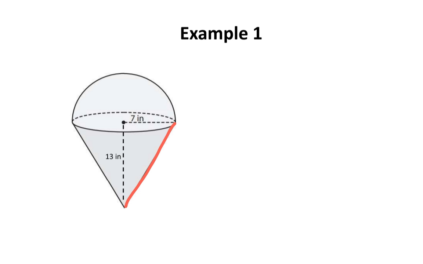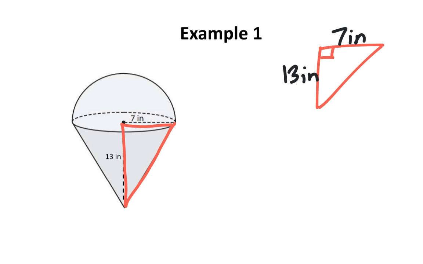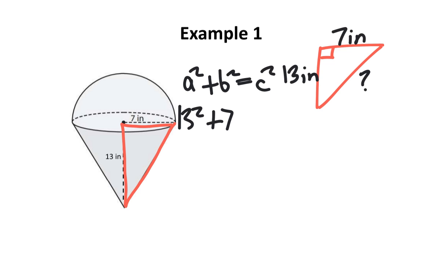However, it is not given to us. If you take a close look, you'll see a right triangle being formed. If you look at this right triangle more closely, you'll notice that this slant height is actually the hypotenuse of this right triangle, which means I can use Pythagorean theorem to figure out this hypotenuse. Next, I'm going to replace some of these variables with the known values. I'm going to replace A with the number 13, and I'm going to replace B with the number 7.